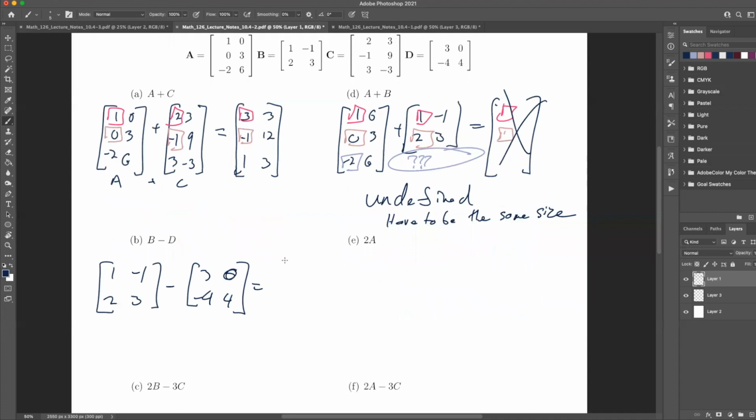1 minus 3 is -2. 2 minus a negative 4 would be adding 4, so that becomes 6. Negative 1 minus a 0 is still negative 1. And then 3 minus 4 is, of course, negative 1. Okay.